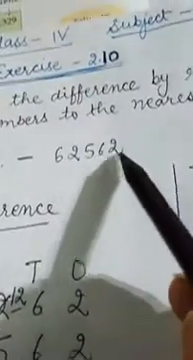Yes, and the second number was 62,562. We will estimate this also. Yes, we will observe the digit of the hundreds place. Ones place is 0, tens place is 0, hundreds place will become 0, thousands place digit will become the next digit because the hundreds place digit is 5. So this 2 will become 3 and the 6 will remain as it is. So we got here 63,000.